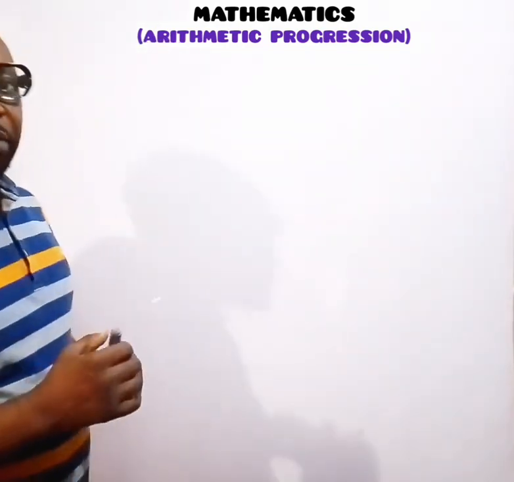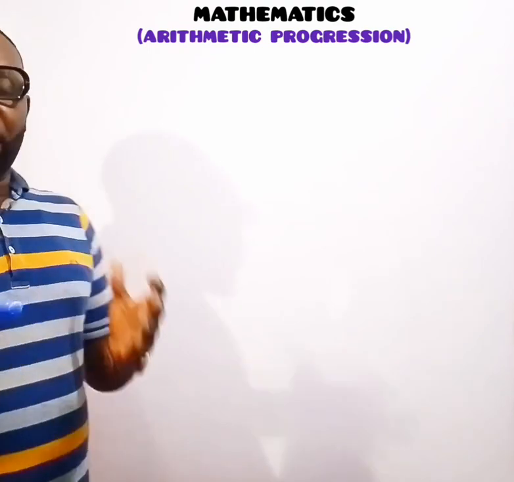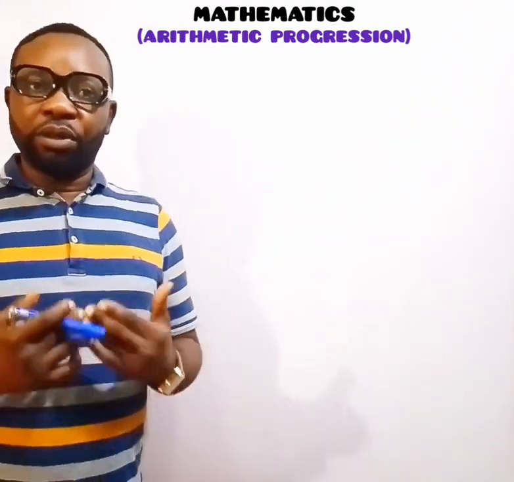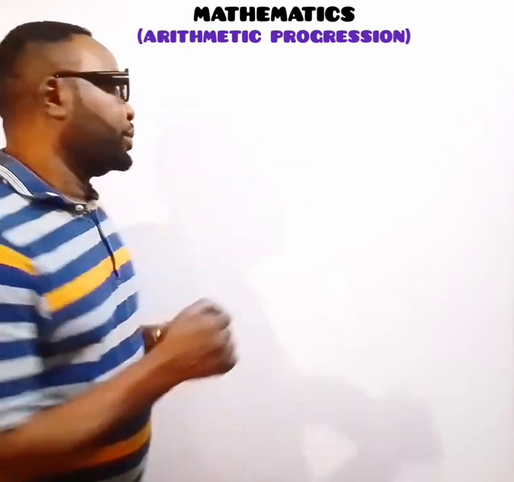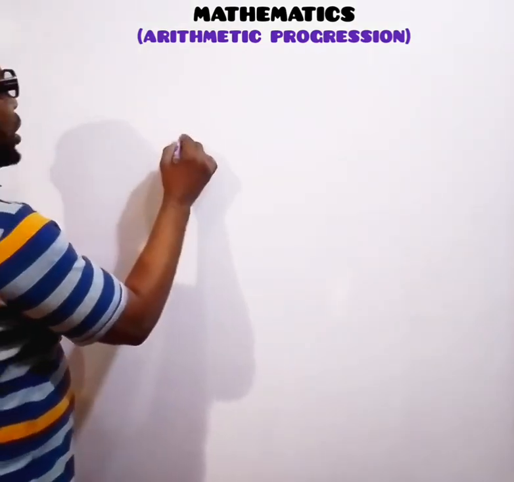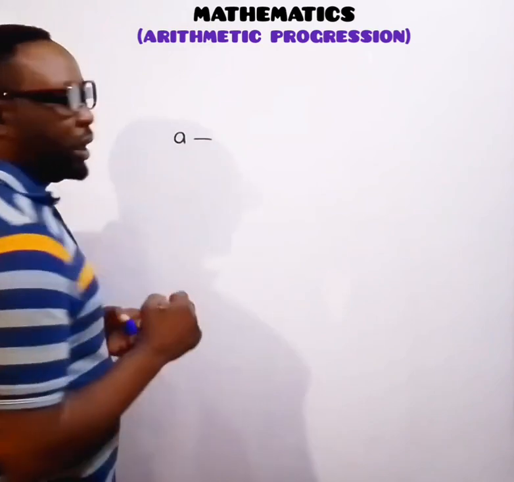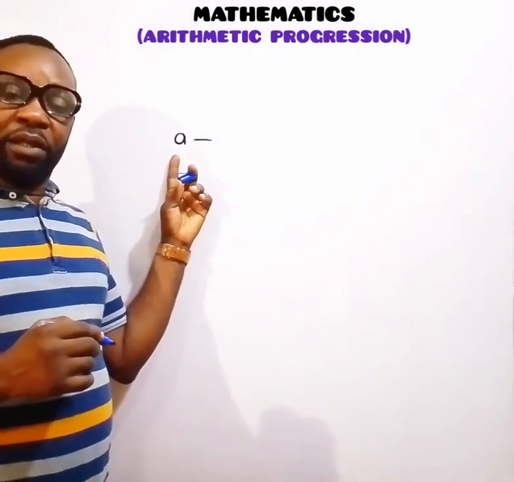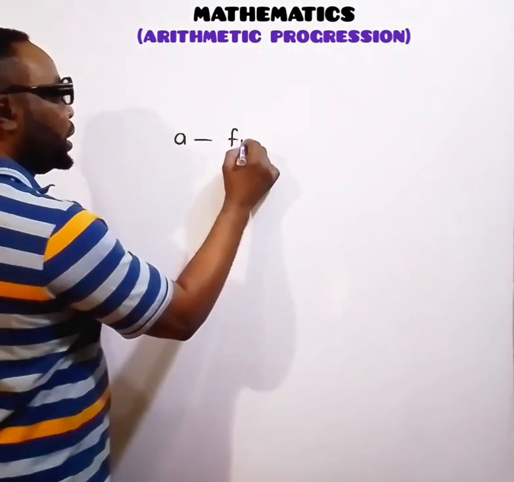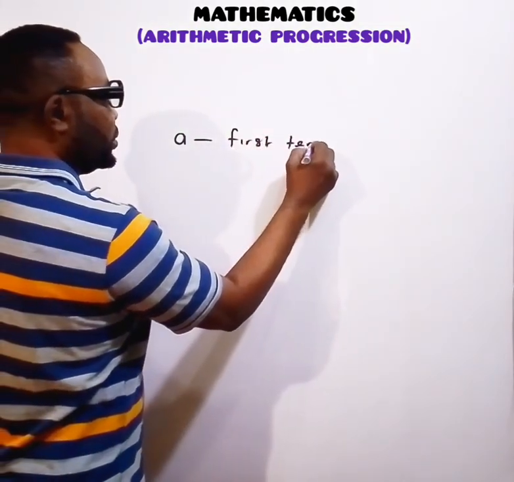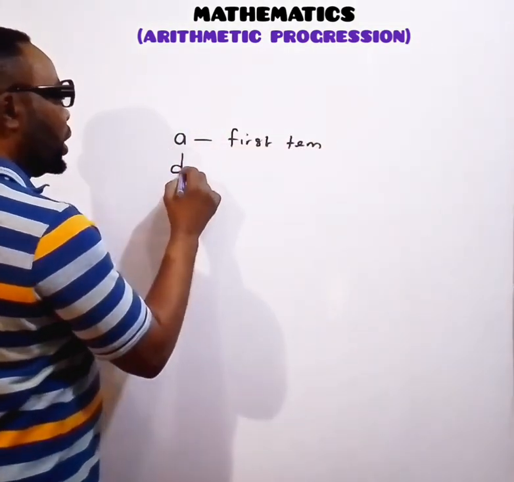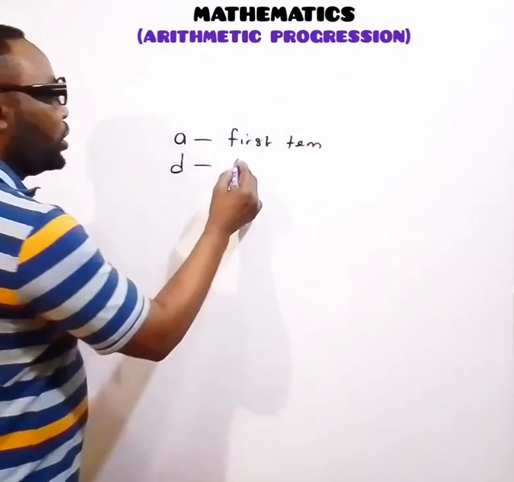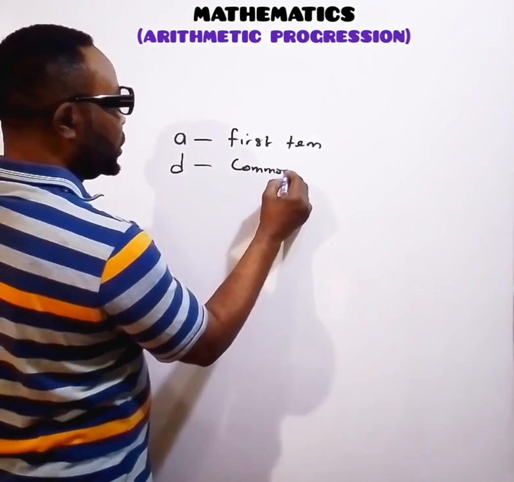Now, in arithmetic progression, what are the terms that are common to it? We have what we call the A in arithmetic progression. We always make use of this letter A to represent the first term. We have what we call the D. D is used to represent common difference.